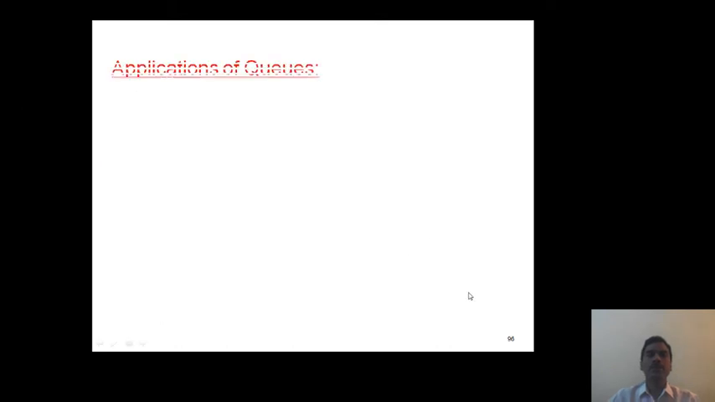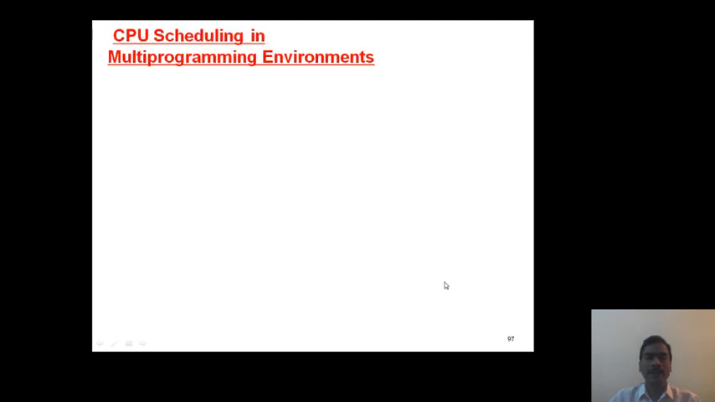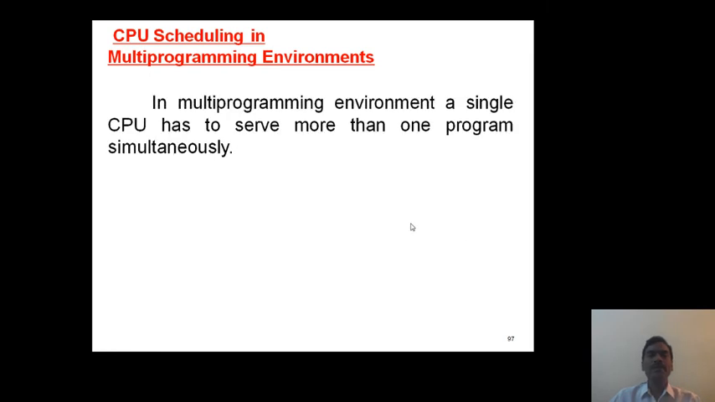Now we go for applications of queues. Queues are used in different application areas such as simulation, multi-programming environments, job scheduling applications, etc. Here, let us consider one application, CPU scheduling in multi-programming environments. In a multi-programming environment, a single CPU is available, which is necessary to serve more than one program simultaneously.